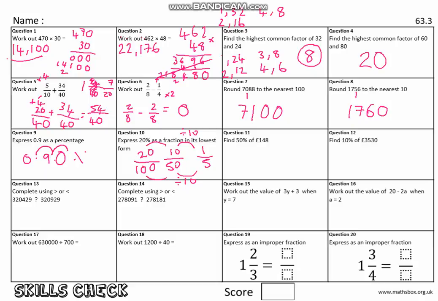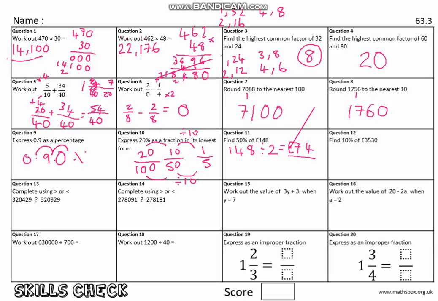The next one says, find 50% of 148. Now, 50% is exactly the same as finding a half of something. So all we've got to do is 148 halved, or we could write that as divided by 2. Okay, so 148 divided by 2 would be 74. Okay, so 74 pounds, because that's the units we're working in. That would be our answer there.